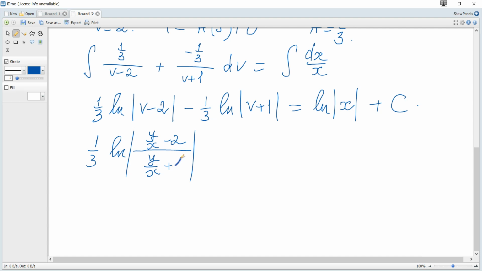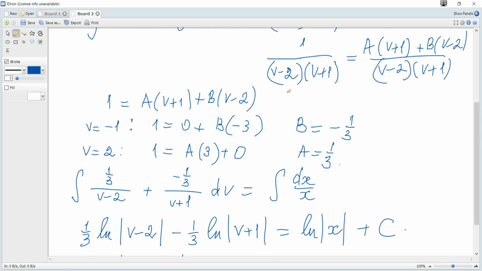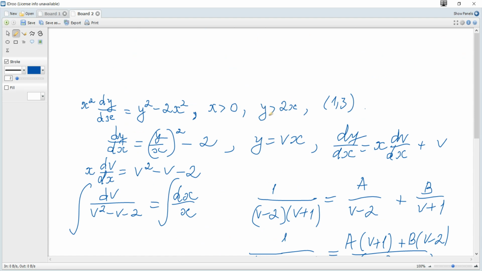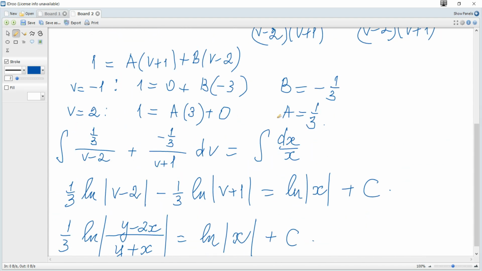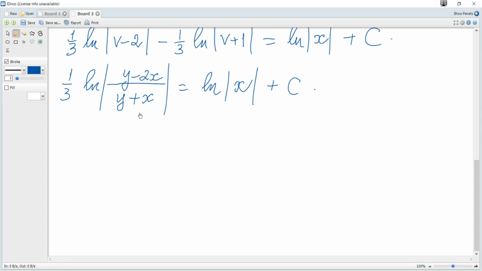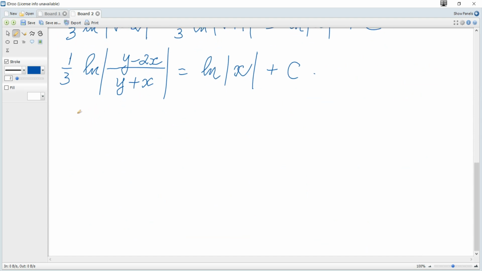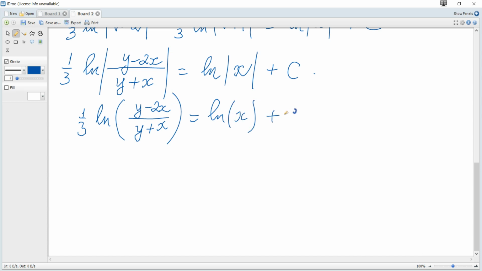y over x, and we can multiply each term by x to get 1/3 ln of the absolute value of (y minus 2x) over (y plus x) is ln of x plus c. And it is given that y is positive and y is greater than 2x. It means y over x is greater than 2. And we can see that everything is positive. So we can rewrite without bars. So it becomes 1/3 ln of (y minus 2x) over (y plus x) is just ln of x plus a constant.